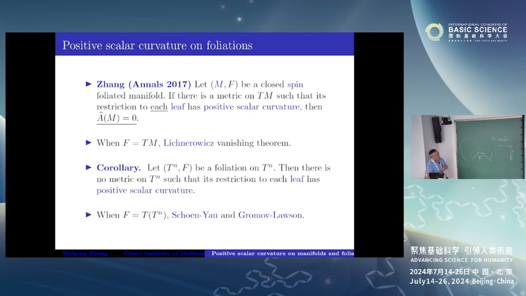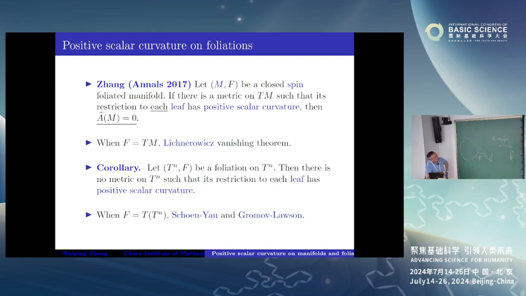And indeed, in the process, we arrive at a similar result, an alternating generalization of Kohn's theorem, a generalization of Lichnerowicz's theorem. So we now assume a foliation. Instead of assuming F is spin, we assume the closed total manifold is spin, with a foliation. Then we make the same assumption that there is a metric on the tangent bundle such that its restriction to each leaf has positive scalar curvature. Then the A-hat genus equals 0.